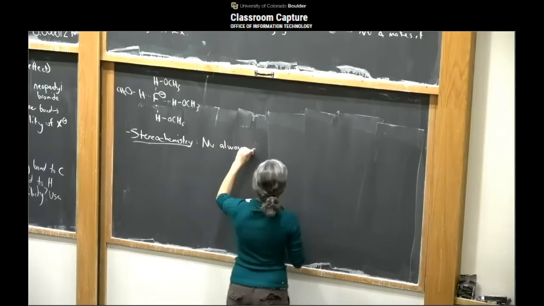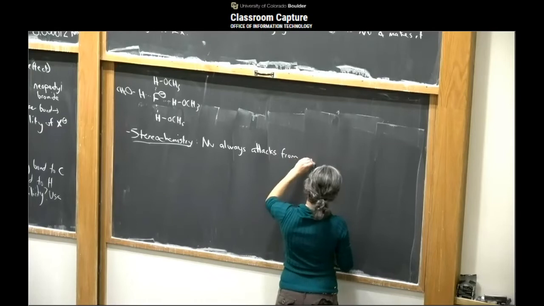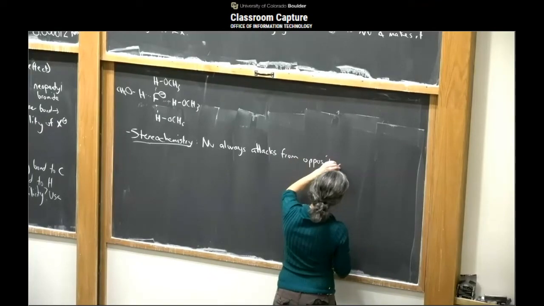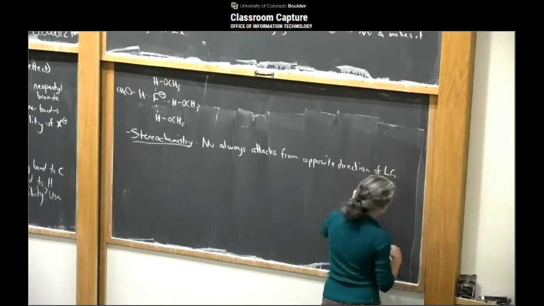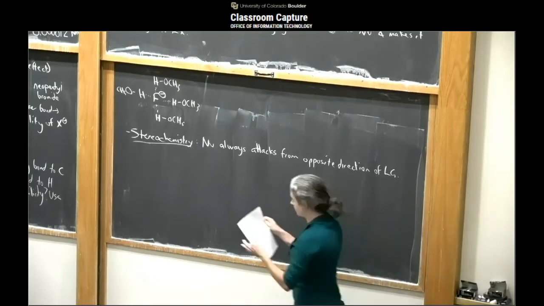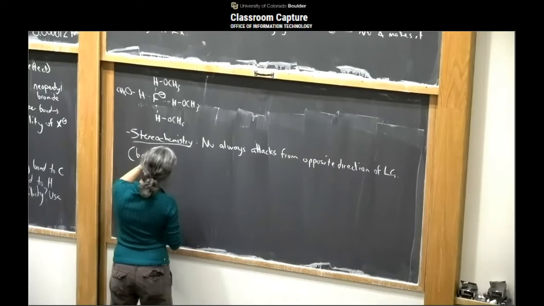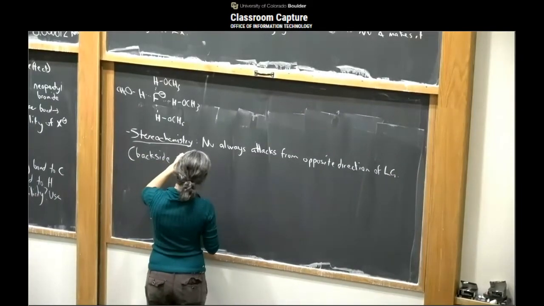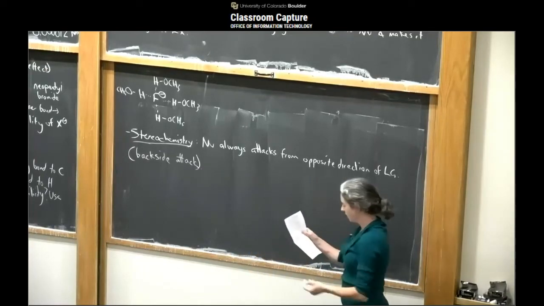So nucleophile always attacks from the opposite direction that the leaving group is pointing. So this is called backside attack. Okay.